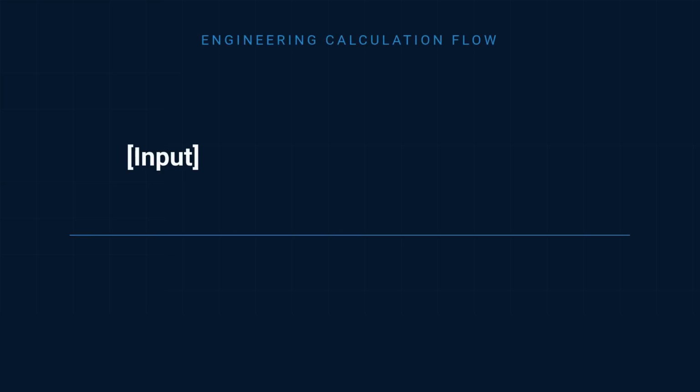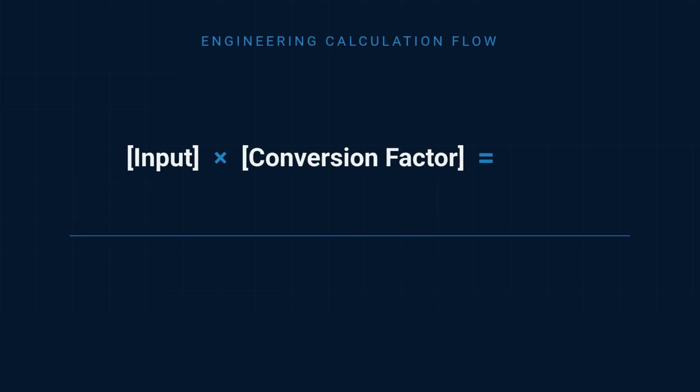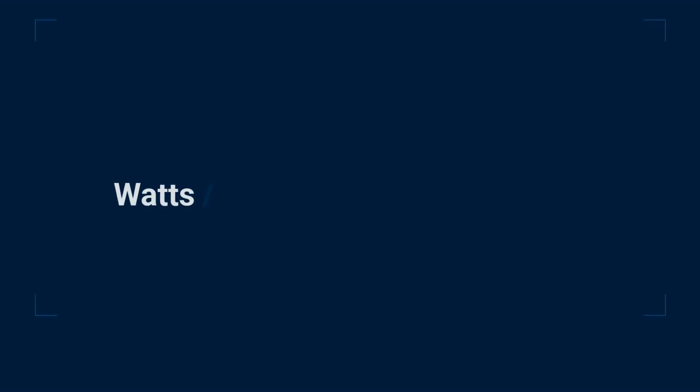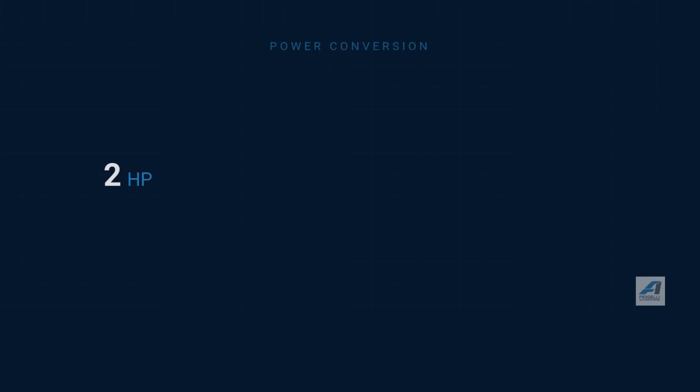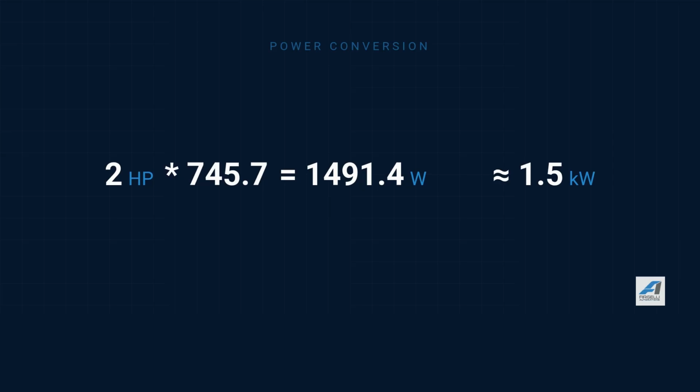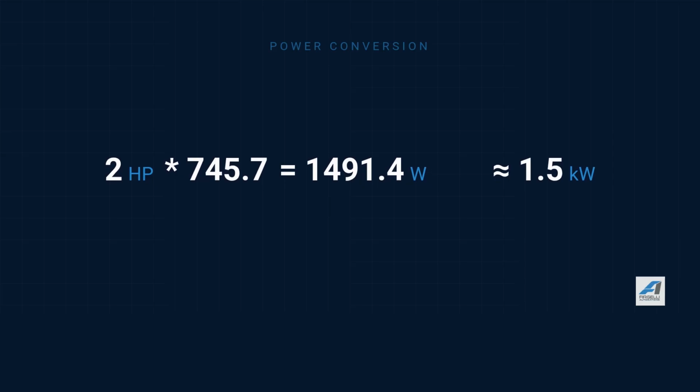Here's how it works under the hood. Every conversion flows through watts as the base unit. Your input gets multiplied by a conversion factor to reach watts, then divided by the target unit's factor to give you the result. For example, 1 mechanical horsepower equals 745.7 watts. So if your motor is rated at 2 horsepower, that's 1491.4 watts, or roughly 1.5 kilowatts.